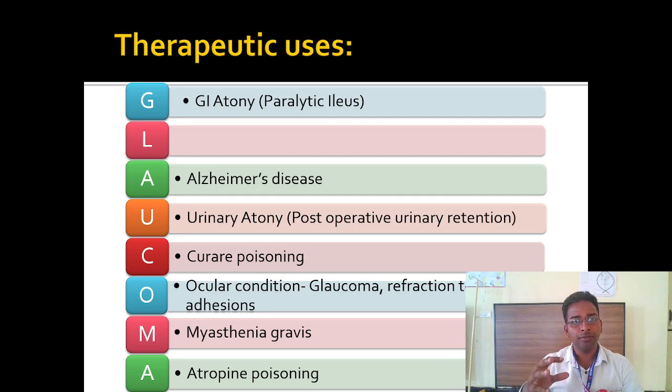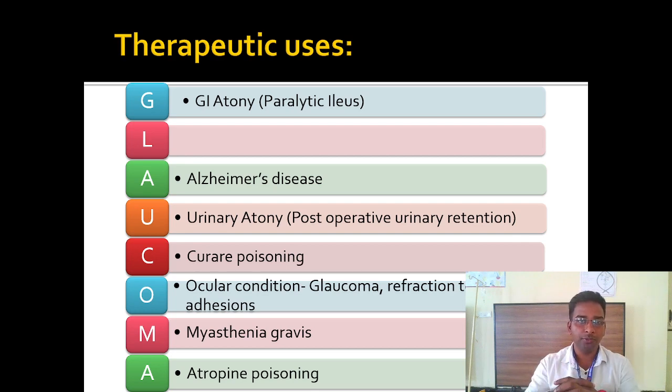Next we will discuss Alzheimer's disease. A hypothesis says there is a decrease in the acetylcholine concentration in different parts of the brain, right? So if you use indirectly acting cholinomimetic drugs, it will improve the acetylcholine concentration in certain areas of the brain, and it will cause a palliative effect in Alzheimer's disease.